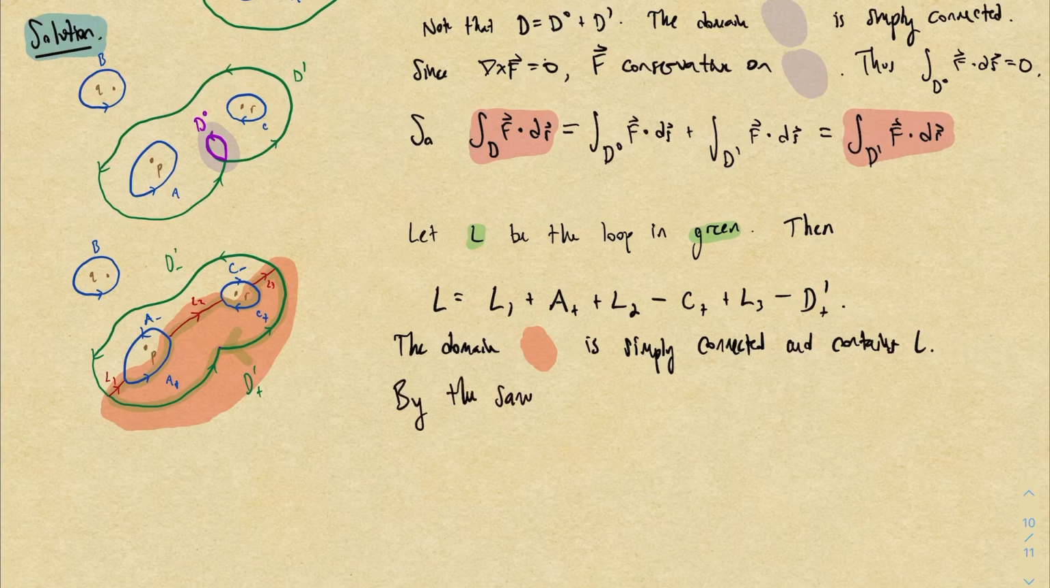So by the same argument as before, the curl of F is 0, the domain is simply connected, so F is conservative on this blob. L is a closed loop in the blob, so therefore the line integral of F over L is 0.